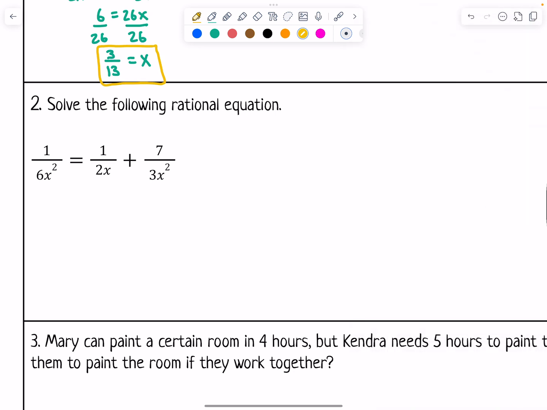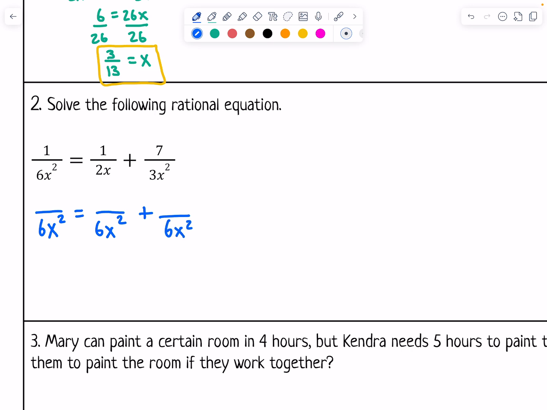It says solve the following rational equation. So this one has multiple fractions that I can't just easily combine. So I'm going to work to make all of the denominators become 6x squared because I see that I can do that without too much work. And we always want to try to do the least amount of work. And I need to make that last one be 6x squared.